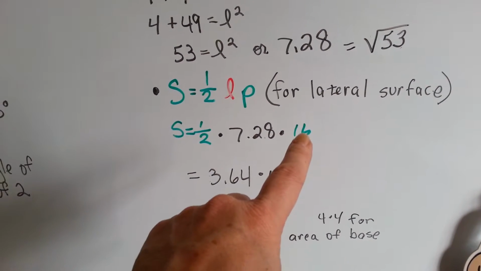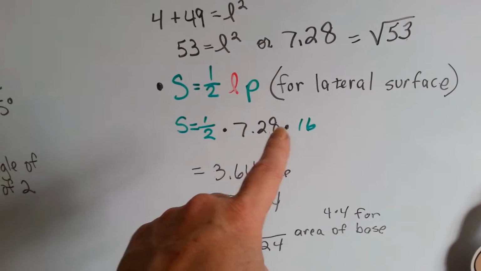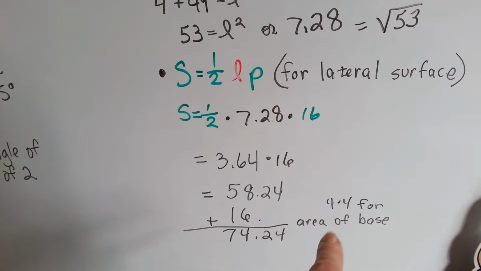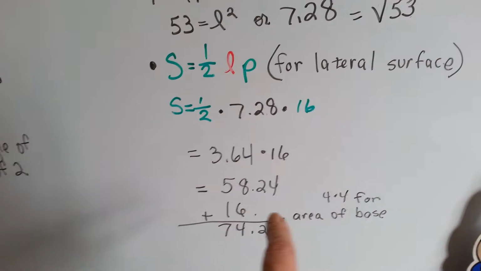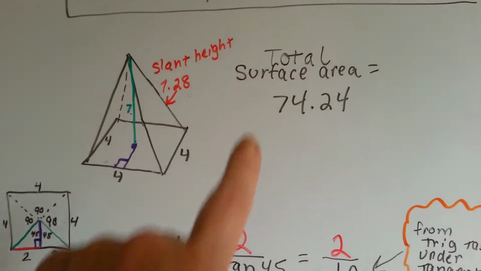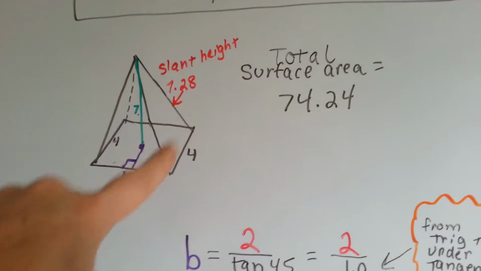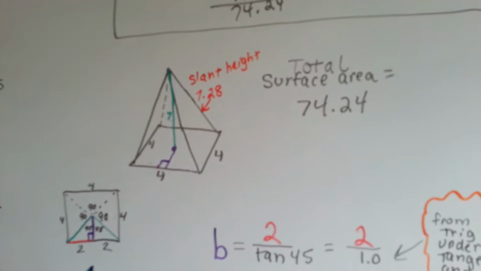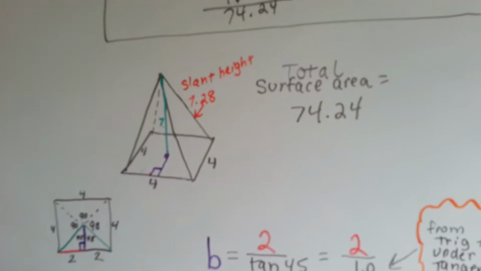Now don't get confused about the perimeter. That was helping us with the slant height of the 4 triangle sides. Now we have to add the actual base, which is 4 times 4 is 16, and we get 74.24. Now, we've got a total surface area of this square pyramid of 74.24, and I'm going to show you how we could have gotten it easier.